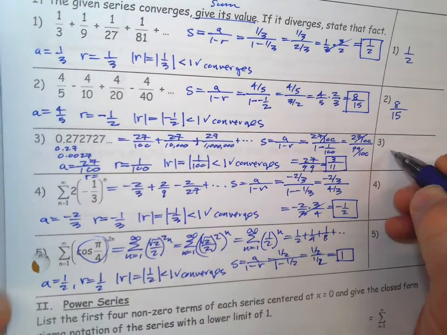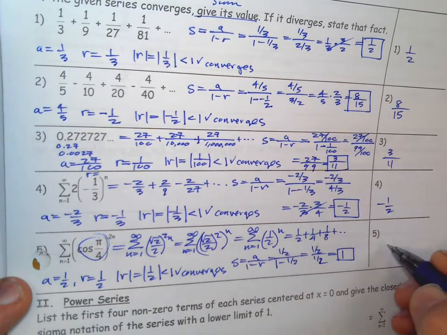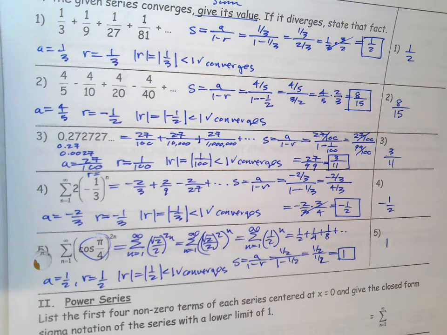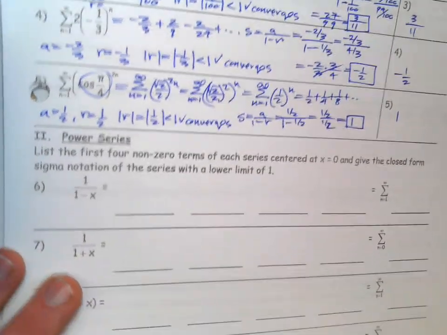So none of these diverged, but I can guarantee you that I'll probably give you at least one that diverges on the test. And that simply comes from when the absolute value of r is not less than 1 for a geometric series. Okay, power series.